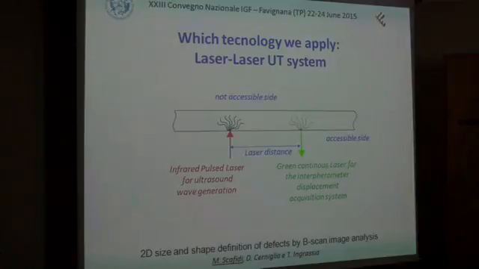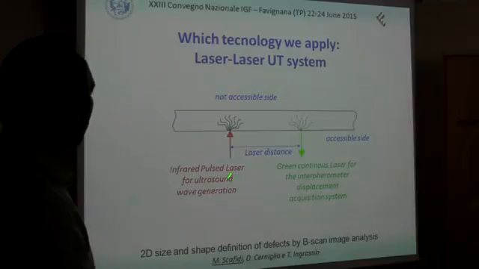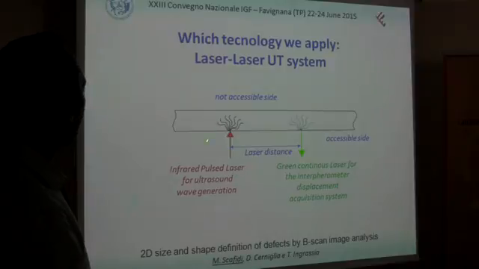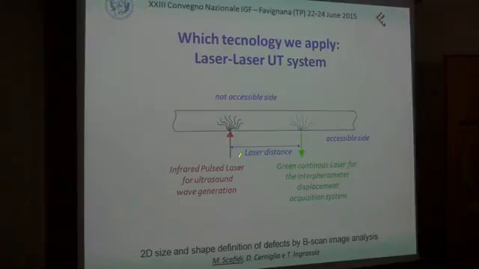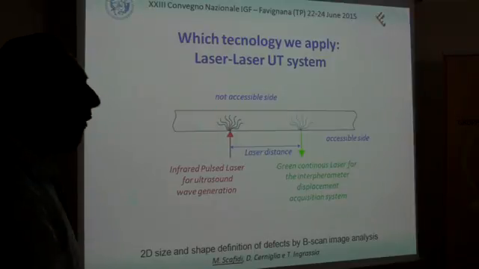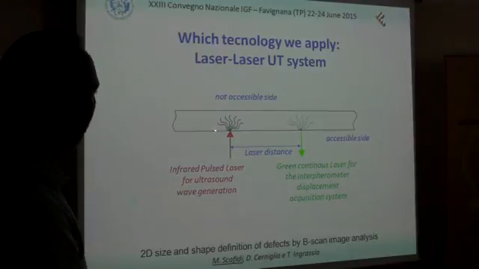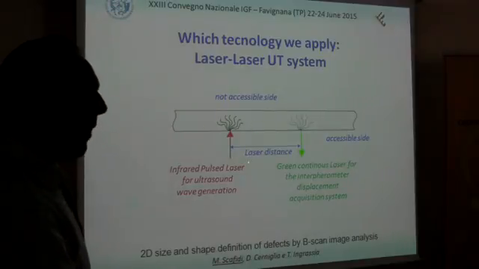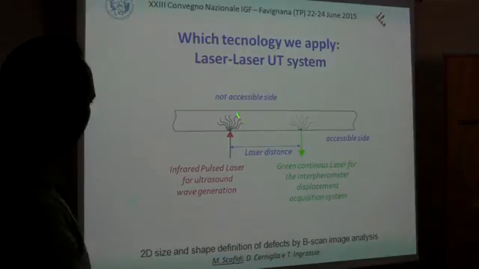It's a method that uses two lasers. One, to generate the ultrasound wave, is an infrared pulsed laser, which generates a lot of waves starting from this point on the surface of the plate. And after, the wave comes inside the plate and is reflected or refracted by the materials.